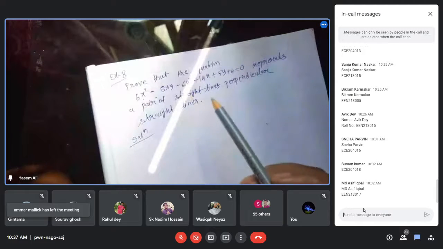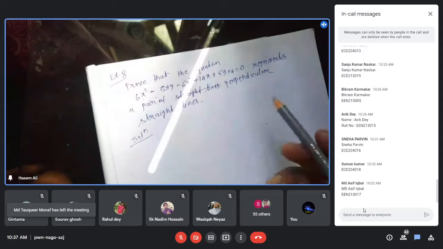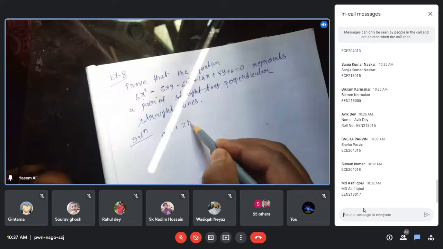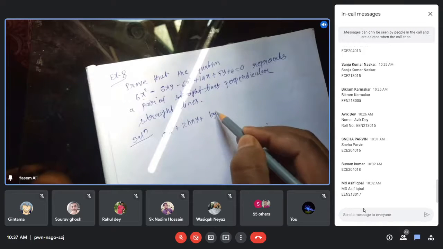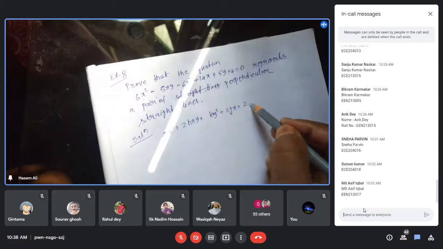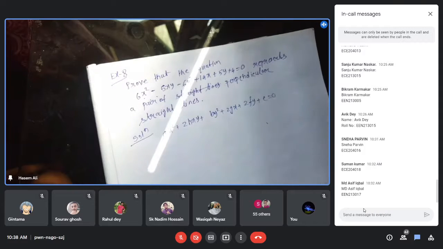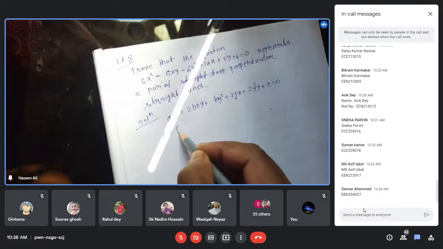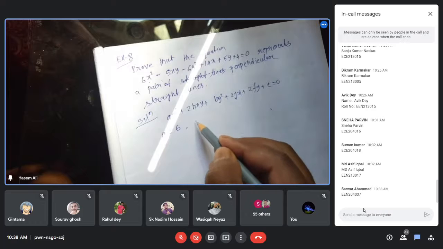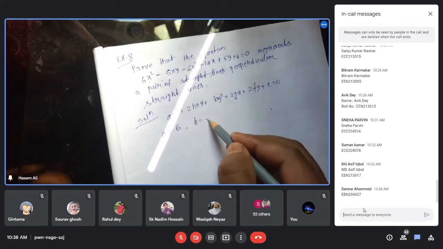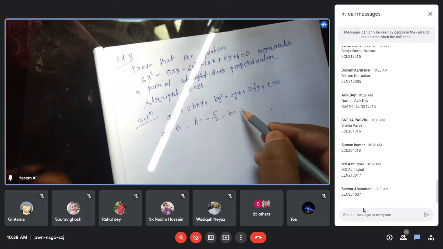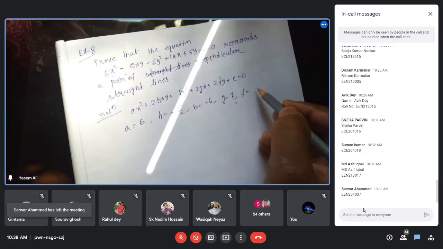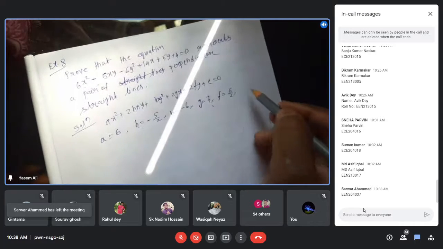So if we compare this equation with the general equation of second degree, that means ax square plus 2hxy plus by square plus 2gx plus 2fy plus c equals 0. Comparing, we have a equals 6, h equals minus 5 by 2, b equals minus 6, g equals 7, f equals 5 by 2, and c equals 4.